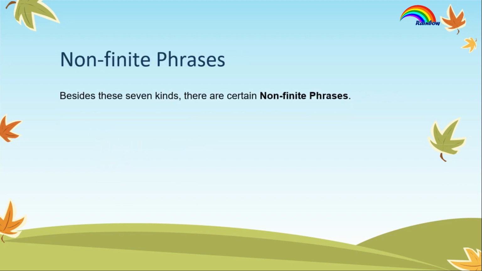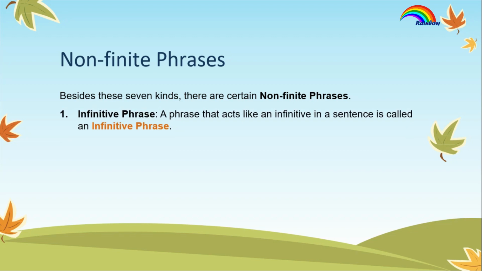Now we talk about non-finite phrases. Besides these seven kinds, there are certain non-finite phrases. 1. Infinitive phrase. A phrase that acts like an infinitive in a sentence is called an infinitive phrase. Example: I want to go now. Here, to go now is an infinitive phrase.